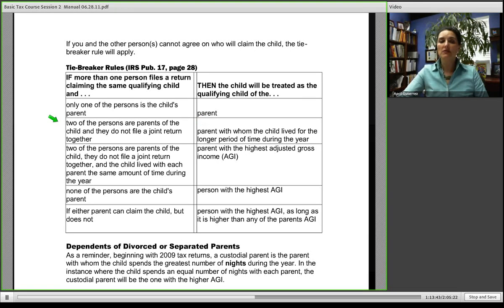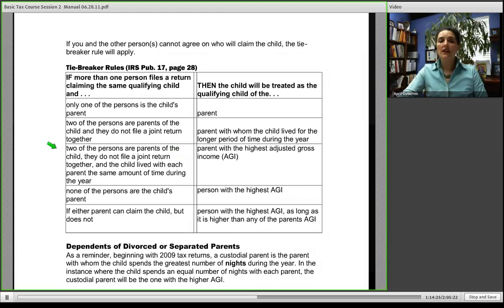They're not filing a joint return. Who wins? Well, the parent who lived with the child the greater period of time wins. Now, if two of the persons are parents of the child, they do not file a joint return together, and the child lived with each parent the exact same amount of time during the year, then the parent with the higher adjusted gross income wins. So you saw under that earlier example with Jack and Samantha, Jack is earning $30,000, Samantha is earning $20,000. Under those conditions, Jack wins under the tiebreaker rules. But let's just suppose that the child Johnny lived with Samantha for 8 months of the year and lived with Jack for only 4 months of the year. Well, under those rules, the parent with the greater custody will win, even though they had lower income.